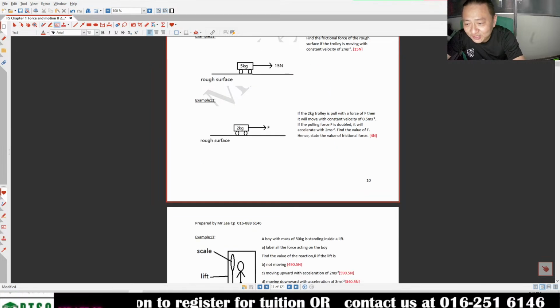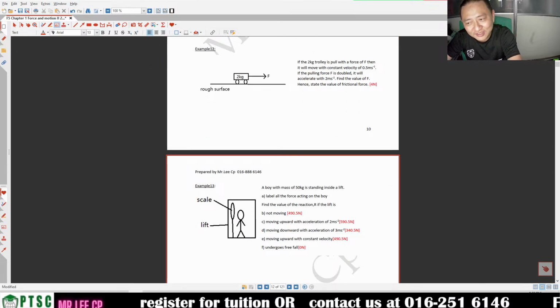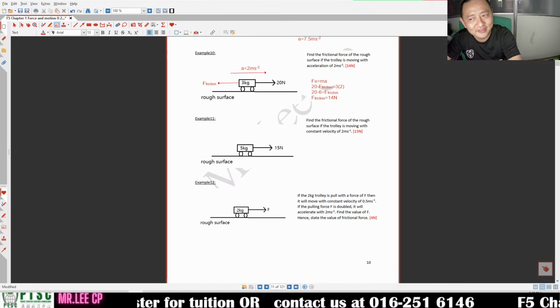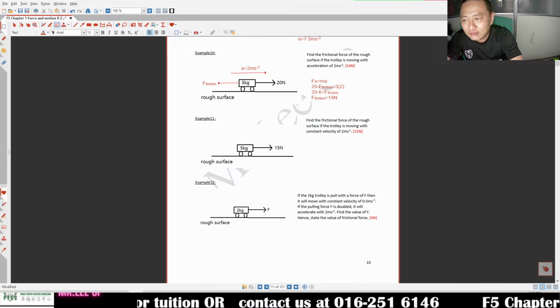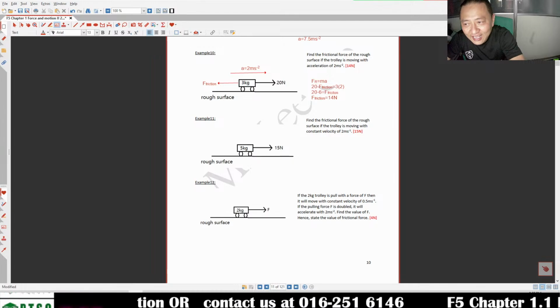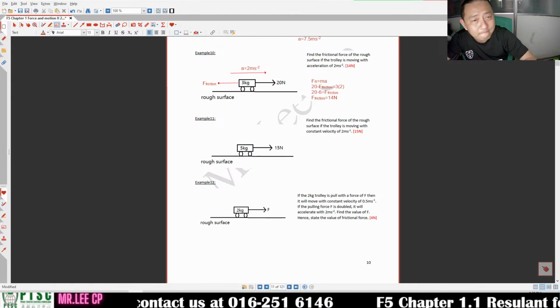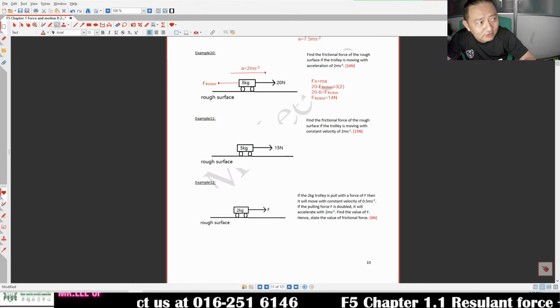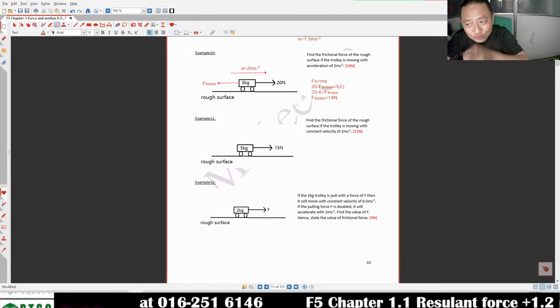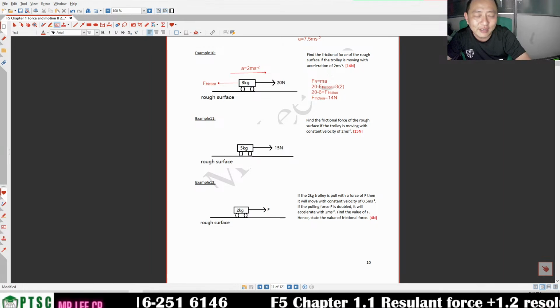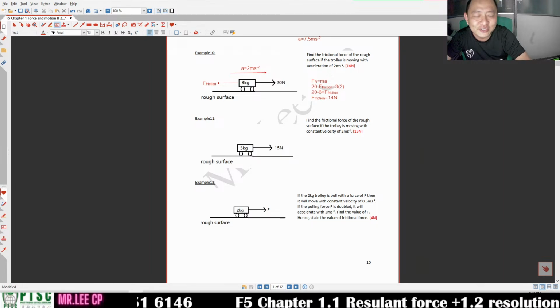Let me finish 2 more examples. This example I'll do next week; today cannot yet. Now, constant velocity. Find the frictional force if the object moves with constant velocity. Why does it move with constant velocity? If you watch my video, you can answer it straight away. But my video is in the Mandarin version. I'm sorry.